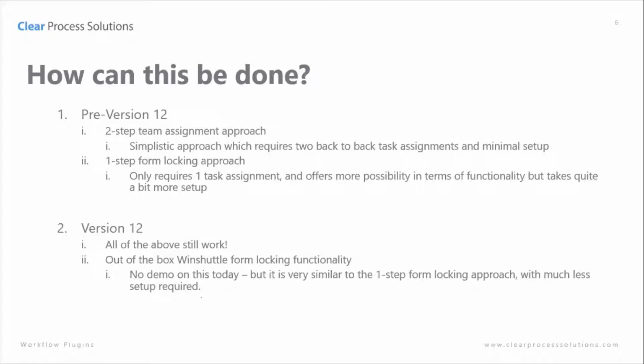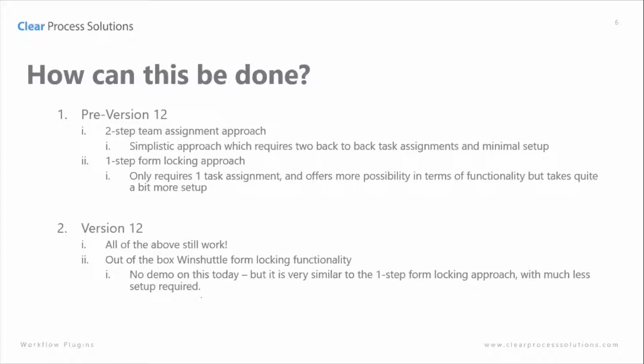So a lot of clients tend to go with the 1-step form locking approach, although that requires quite a bit more setup and time to get it working. It offers a lot more robust functionality and is a lot less confusing to the end users. So this one, the 1-step form locking approach, only requires 1 task assignment and has lock and unlock button functionality on the form itself.